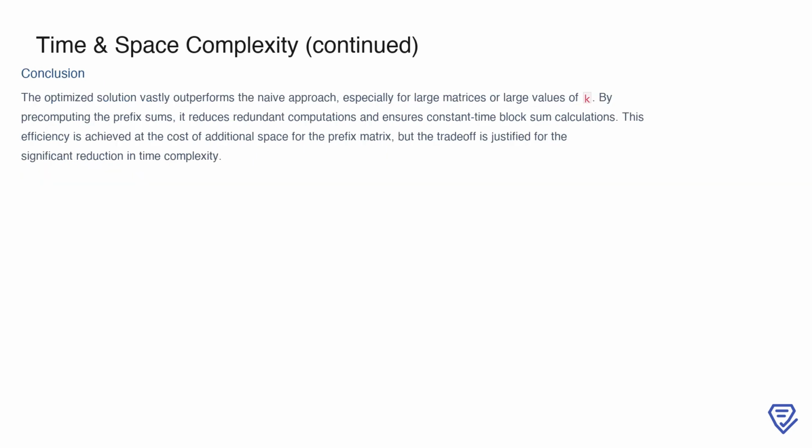In conclusion, the optimized solution demonstrates its efficiency by significantly reducing the time complexity compared to the naive approach. By pre-computing the prefix sums, it eliminates redundant calculations and allows for constant time block sum computations. While this optimization introduces additional space requirements for the prefix matrix, the trade-off is well worth it for the substantial improvement in performance. This makes the approach especially suitable for large matrices or scenarios where the block size is considerable, ensuring that the solution remains scalable and efficient.